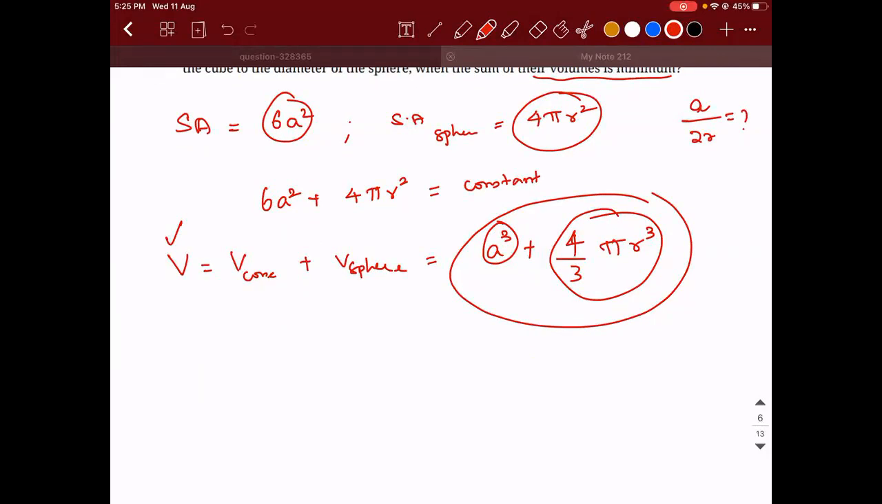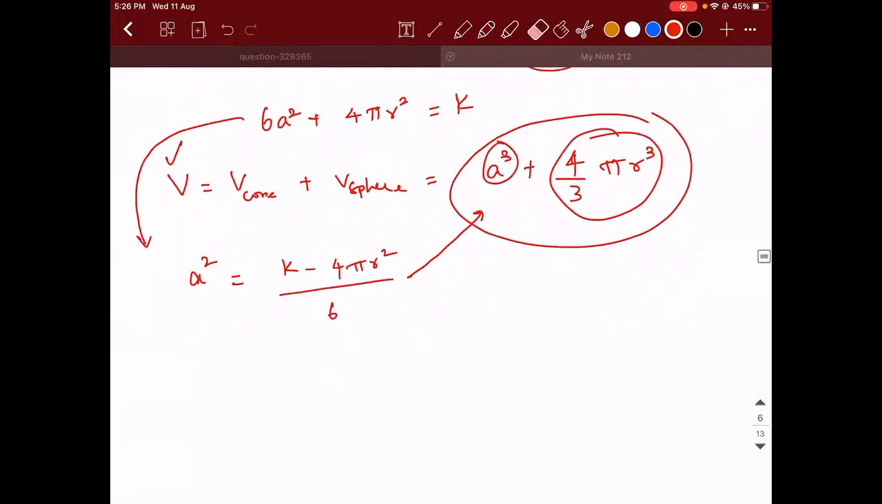So should we assume the constant can be anything? This constant is some k, for example. Then what I can do here is a square will be equal to k minus 4 pi r square divided by 6. Correct? I'll take this and substitute.